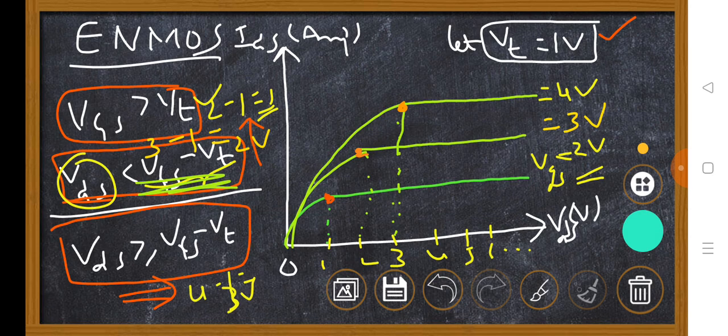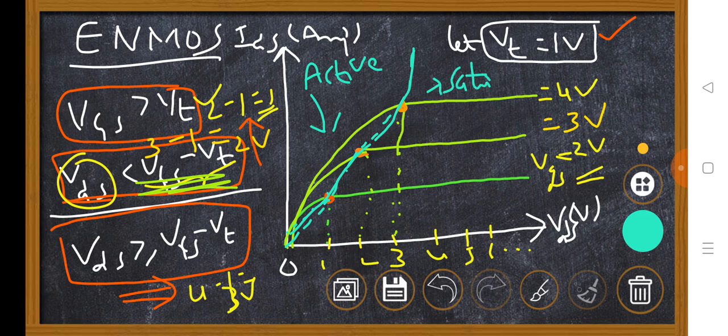Is it clear? That means the region where the dots are available, if you observe very carefully, from this one you may call this the active region, and this the saturation region. Is it understood, all of you? Now this is the NMOS enhancement mode characteristics.